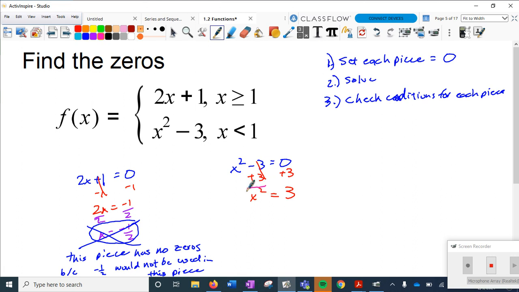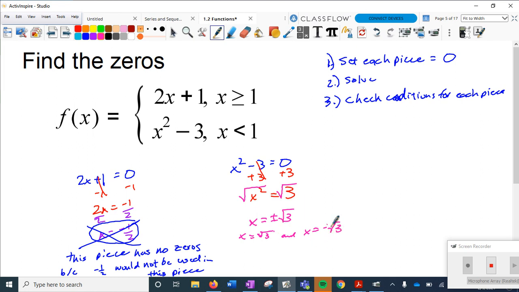Hopefully you said you need to take the square root. Okay, now here's the catch. We're doing just a purely mathematical situation. So when we take a square root, we need to put down plus or minus. Okay, so that means there are two solutions here. Positive square root of 3 and negative square root of 3. Okay, there are two solutions. x equals positive square root of 3, and x equals negative square root of 3.